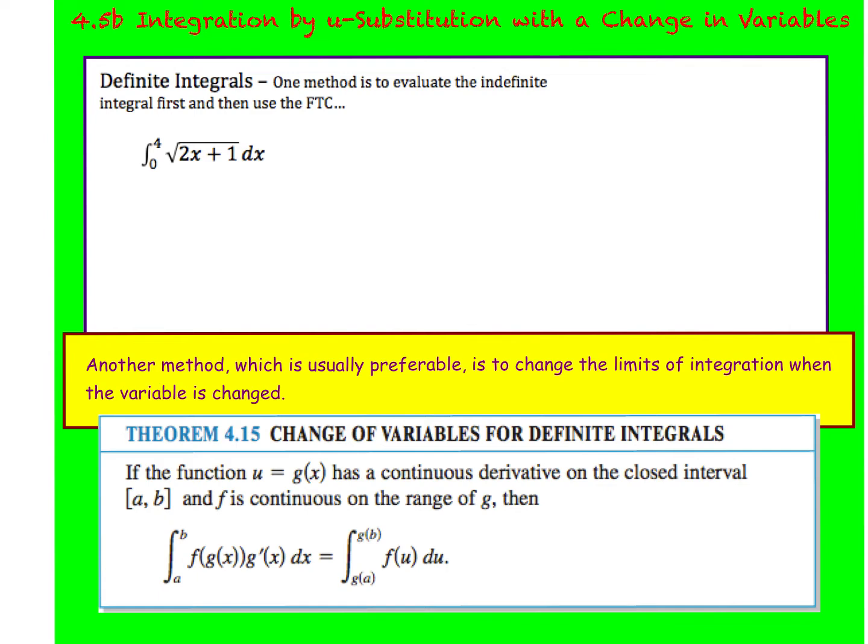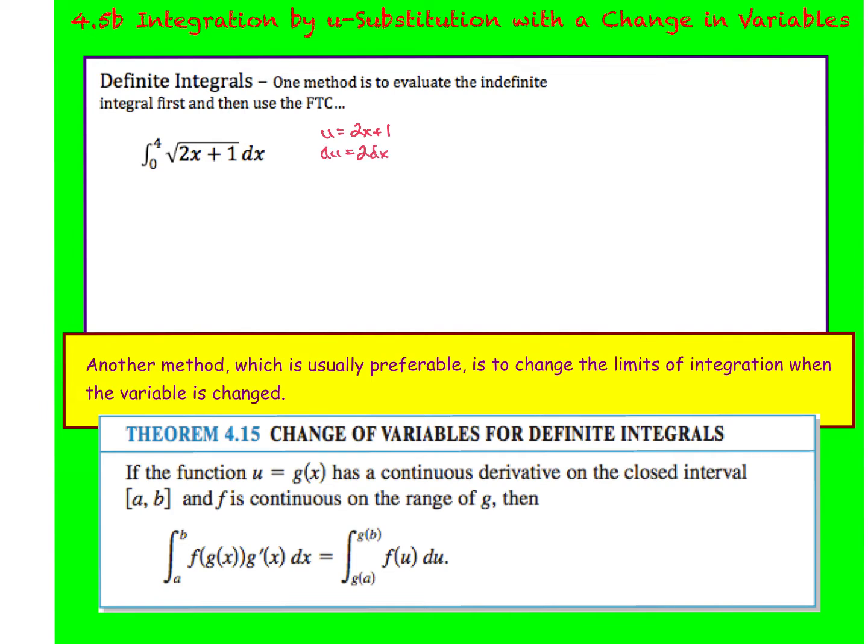So the chain rule happens here. Sometimes it doesn't, but right now I have a 2x plus 1. So that is going to be a u substitution. So I'm going to change that to be u equals what? 2x plus 1. All right, so what would be my du?